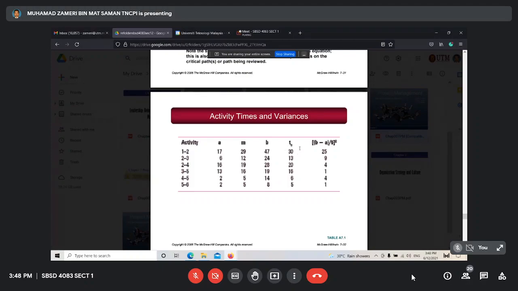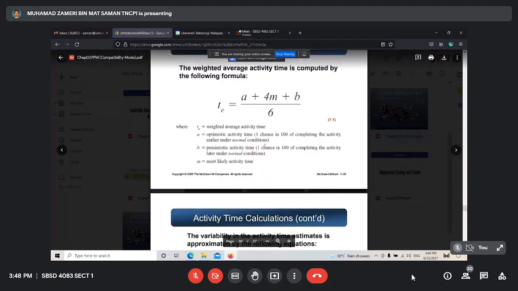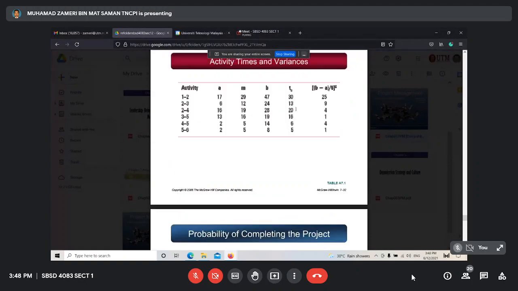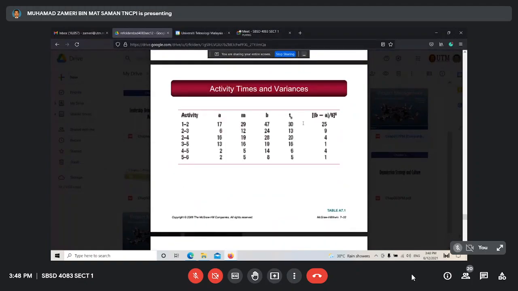Do you have a calculator with you? Is it correct, 30? 17 plus 4 times 29 plus 47, divided by 6, for this formula. Did you get 30? Can you calculate? Yes, correct, 30.